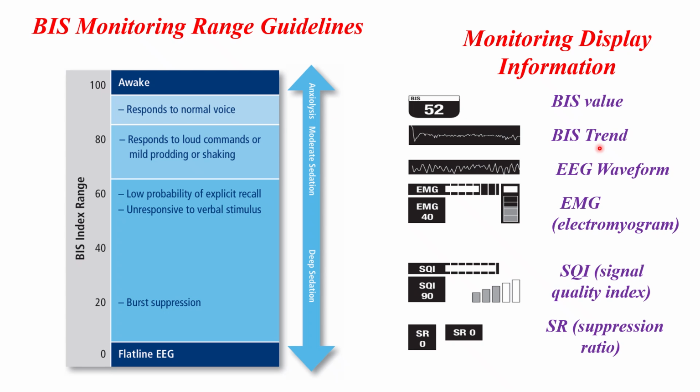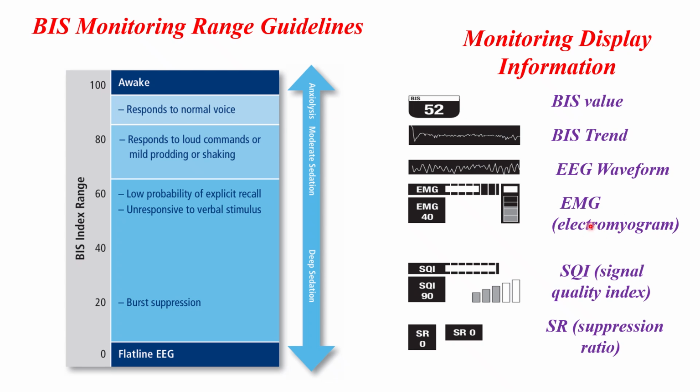Next is the BIS trend, which is a graph showing how the BIS value changes over time. This helps the clinician observe sedation depth fluctuations and trends during the procedure. Another is the EEG waveform. The EEG waveform is the real-time raw electroencephalogram signal from the brain, reflecting the electrical brain activity. This allows assessment of the quality and pattern of the brain waves.